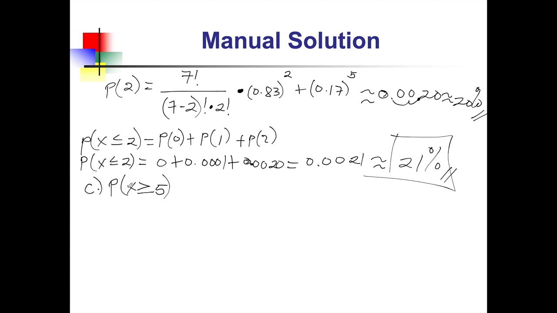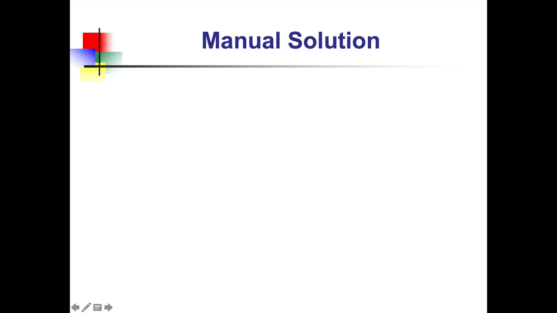Pwedeng equal sa 5, kaya may equal sign din tayo sa baba. Pwedeng equal sa 5, pwedeng 6, pwedeng 7, pero hindi pwedeng 8. Nakuha nyo? Kasi ang sample size natin is only 7. So, 5, 6, and 7. Nalagay natin dito. This means 5, 6, and 7.